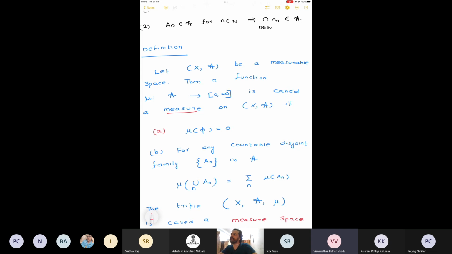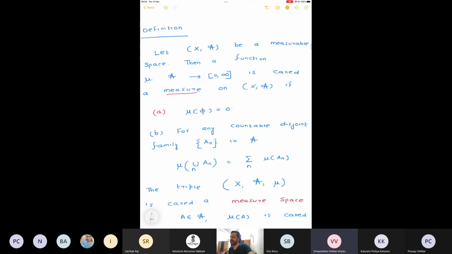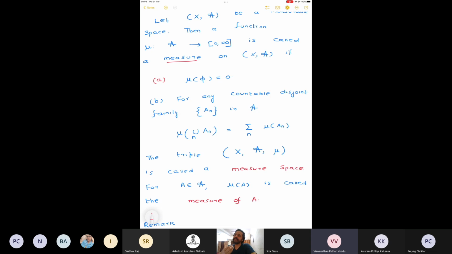For each open interval, you can talk about length. In a similar manner, for each element in a sigma algebra, the collection of subsets, we can talk about a number. And to assign a number, we seek help of a function. That function is called measure. So measure is basically a function from sigma algebra A to [0, infinity].